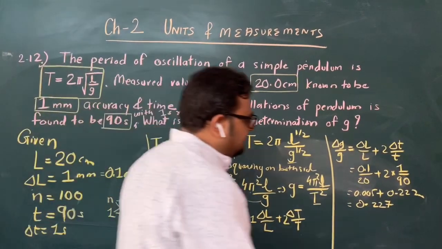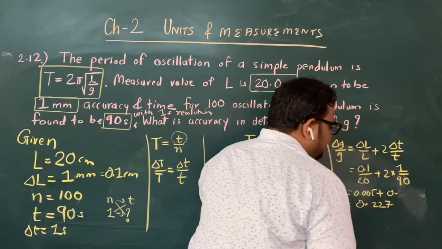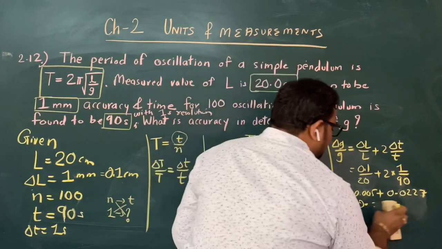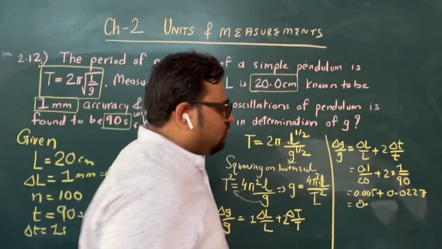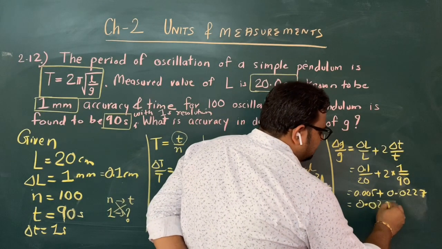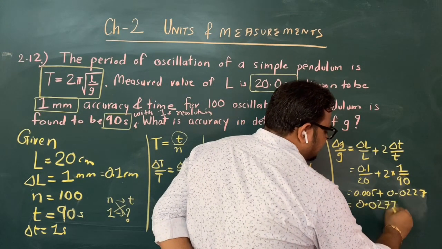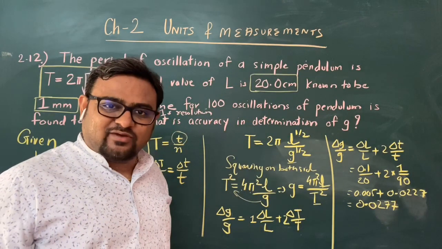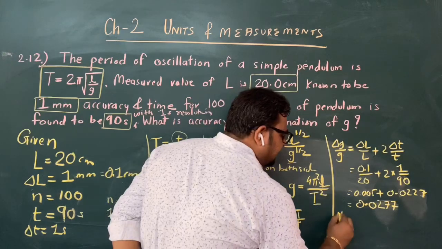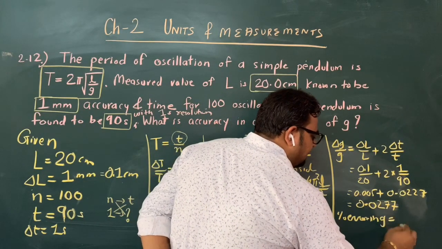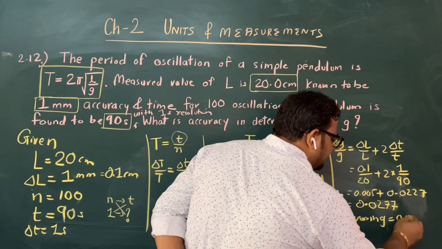Sorry, there is a mistake. It's 0.0227. So this will be equal to 0.0277. Clear? So now this was the relative error. So for percentage error in G, multiply it by 100.